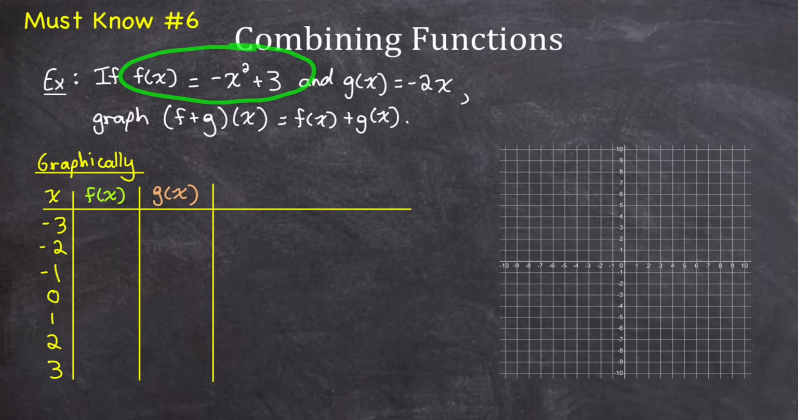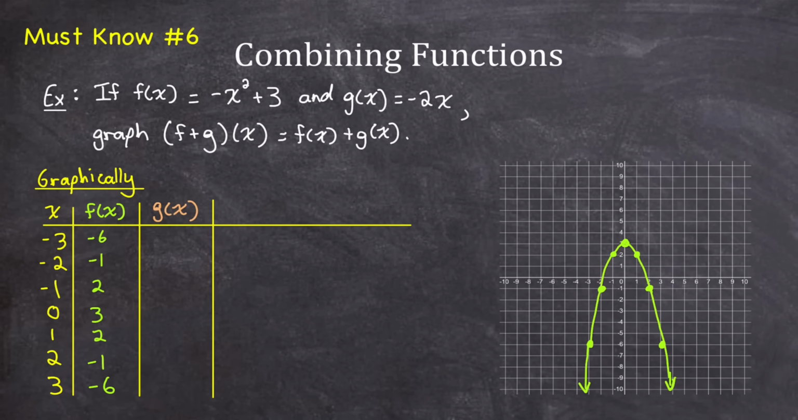tells me to do negative x squared plus 3. So I'll take all of these x values, sub them in for x, which means square them, multiply them by negative 1, and then add 3. That would give me the following y values. And then I could graph that function on my grid provided.